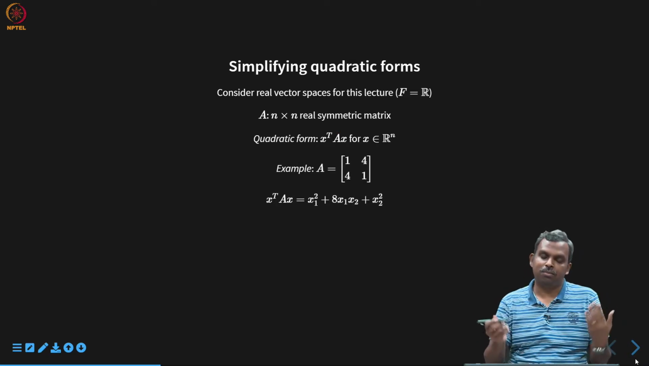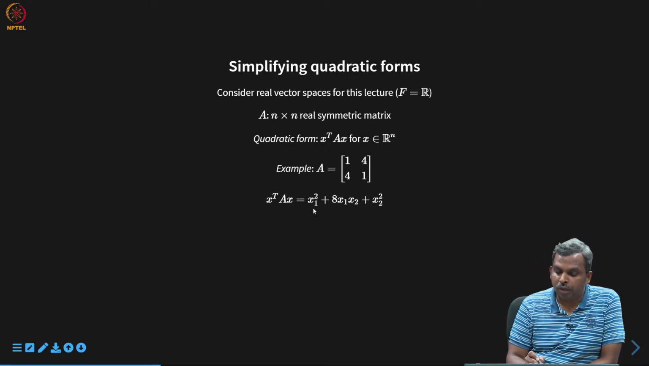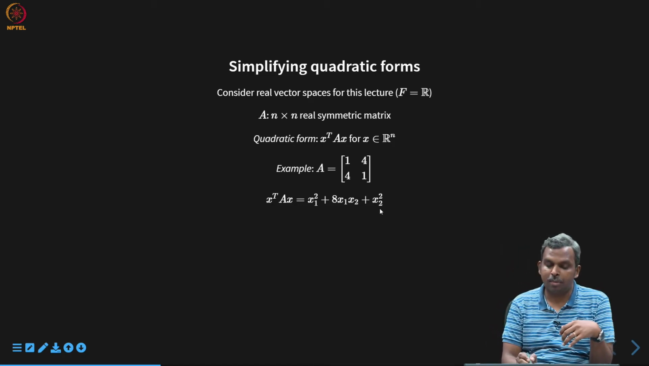So, here is an example. I have a very simple example for n equals 2: 1, 4, 4, 1. You write out the same expression and add it up, you will get x1 squared plus 8x1 x2 plus x2 squared. Okay. So, now when you think of how to plot this, for instance, if you want to plot this quadratic form as a function of x1 and x2, it will actually be a 3-dimensional plot, right. And x1 squared plus x2 squared is very easy, you can sort of imagine how it will be. But this 8x1 x2 is a little bit confusing.